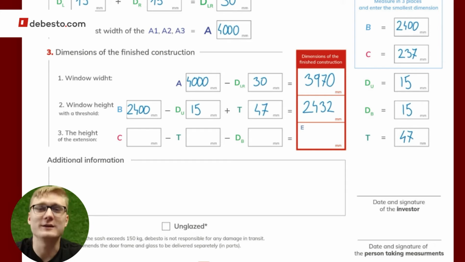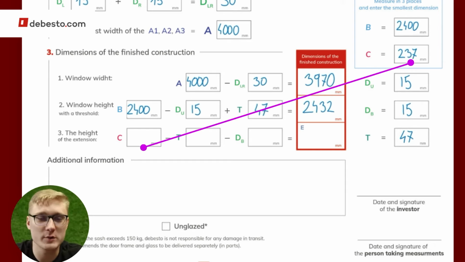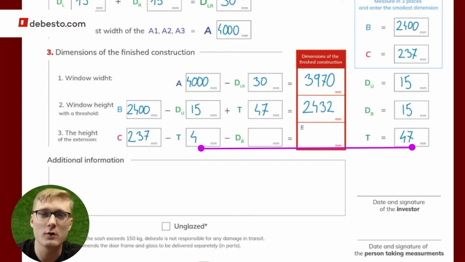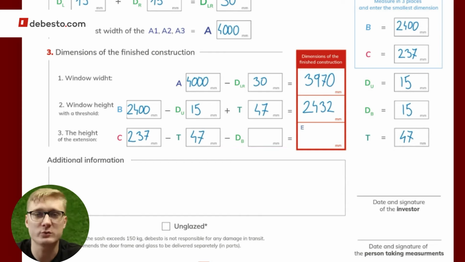Last calculation is adding up the height of the extension. 237 millimeters is the smallest measurement between the current floor level and the planned floor level. From that, we subtract the threshold that we added earlier to the window, 47 millimeters. We subtract the bottom dilatation, which will be used as support blocks. And under the height of the bottom extension, 15 millimeters, comes E, which is the height of the bottom extension that we want to order, 175 millimeters.